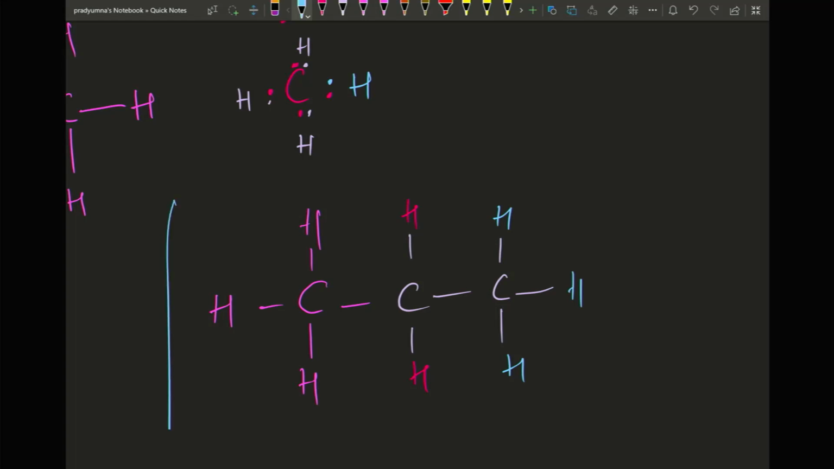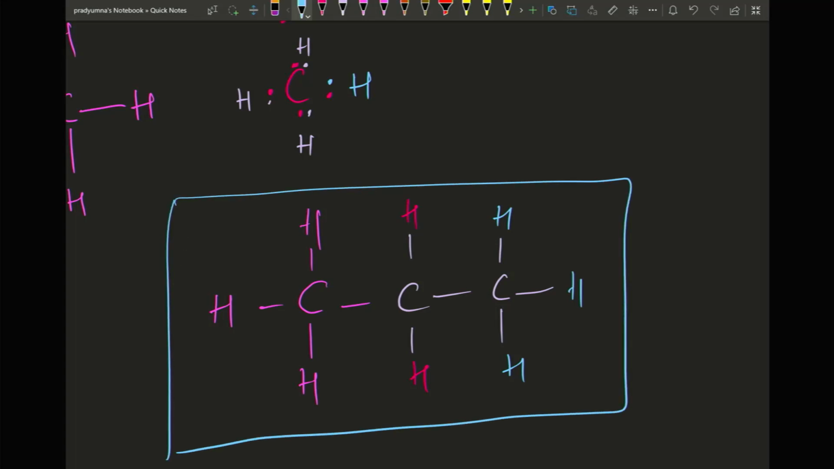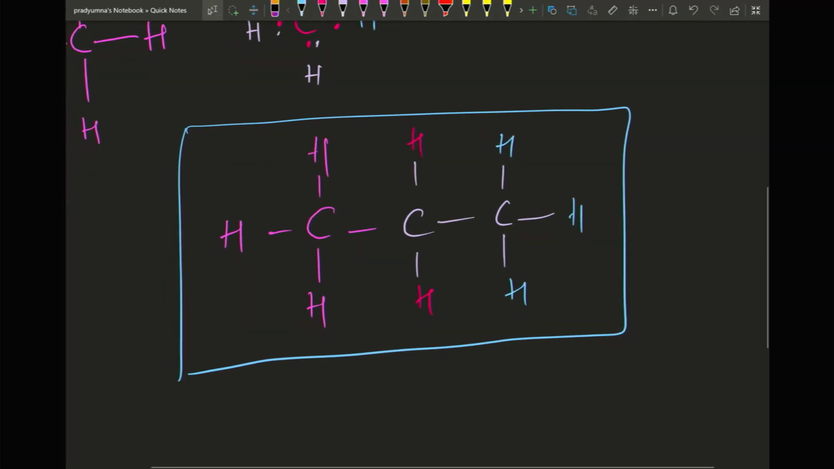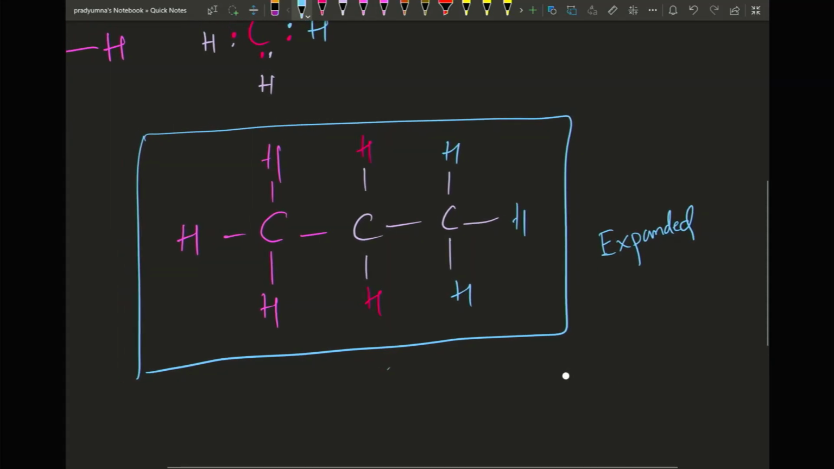These kinds of structures are called expanded structures. You will be asked in exams and in homework to draw the expanded structure. In the expanded structure, you have to draw all the carbon bonds out. All right. I'm just gonna number here. Let's say this is the first carbon atom, this is the second carbon atom, this is the third carbon atom.